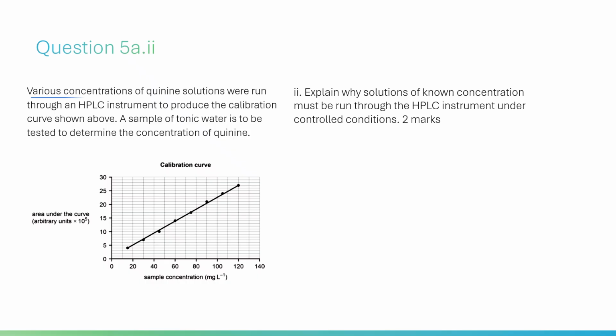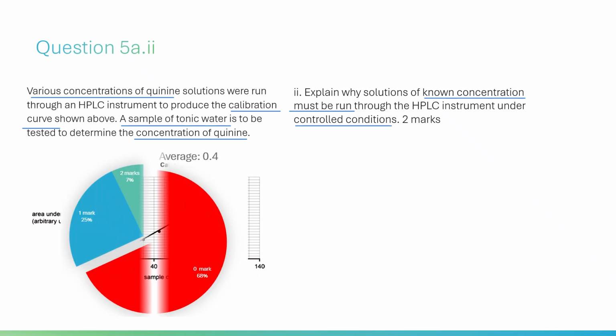Various concentrations of quinine solutions were run through an HPLC instrument to produce the calibration curve shown above. A sample of tonic water is to be tested to determine the concentration of quinine. Explain why solutions of known concentration must be run through the HPLC instrument under controlled conditions.